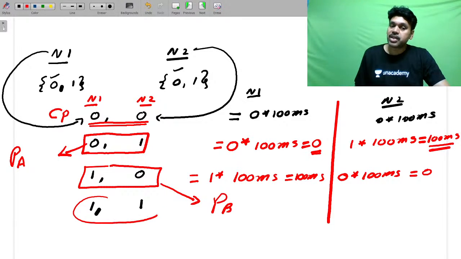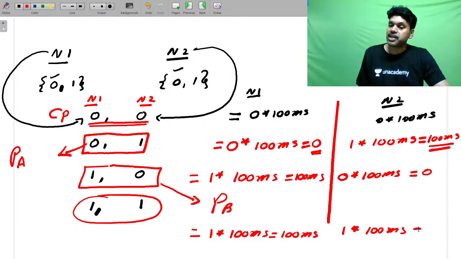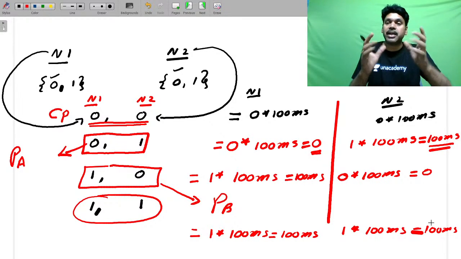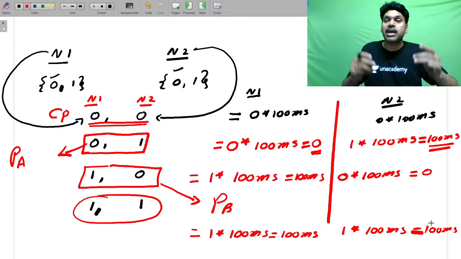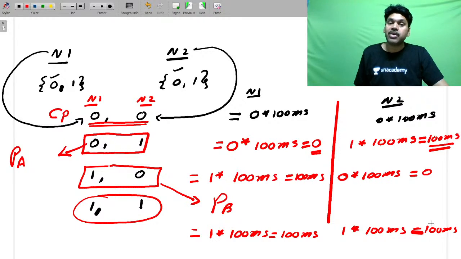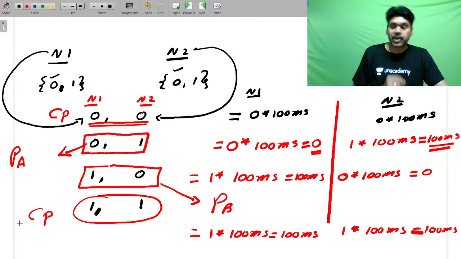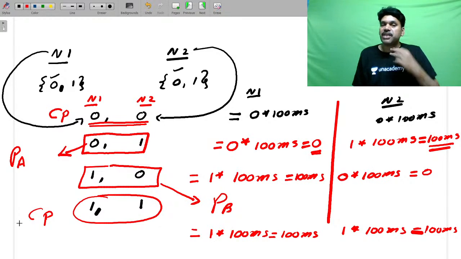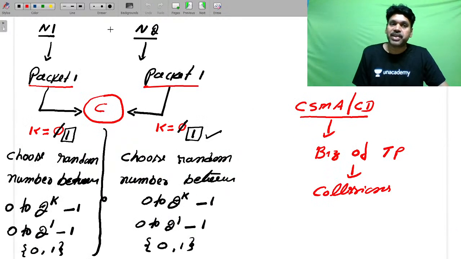And now the last combination, what is that? Both are choosing 1 only. So 1 into 100 ms is nothing but 100 ms. And here also the same, 1 into 100 ms. So both will wait exactly 100 ms. Again they are sending the data, and again your data is under collision. That's why this is collision probability.